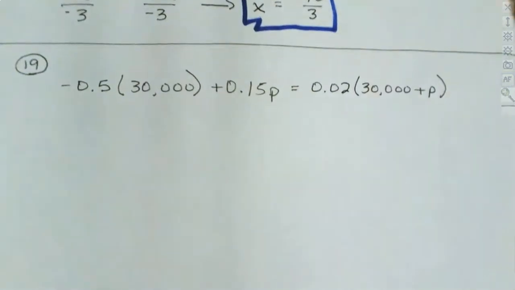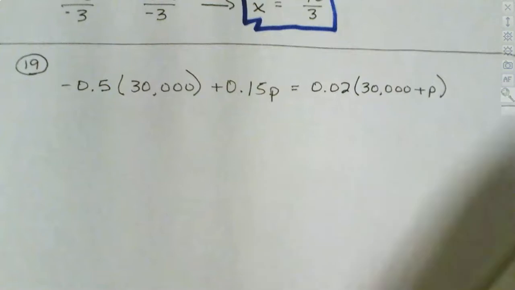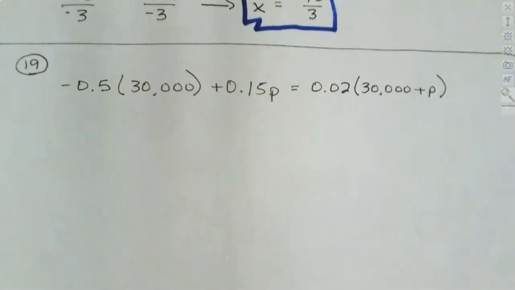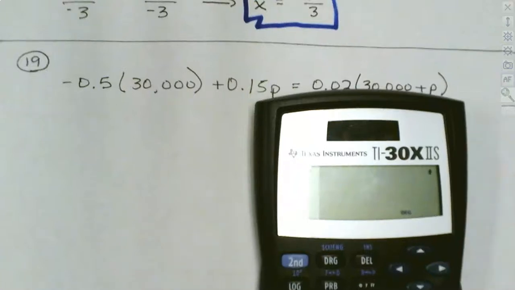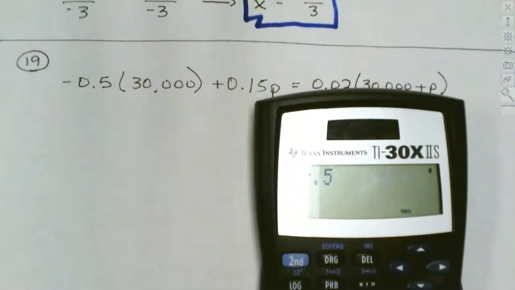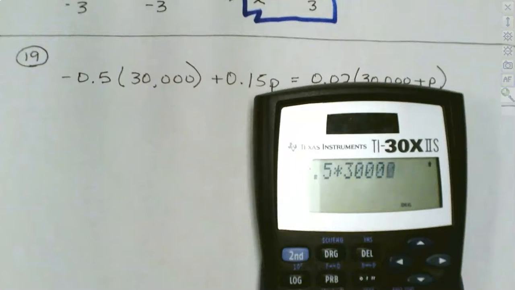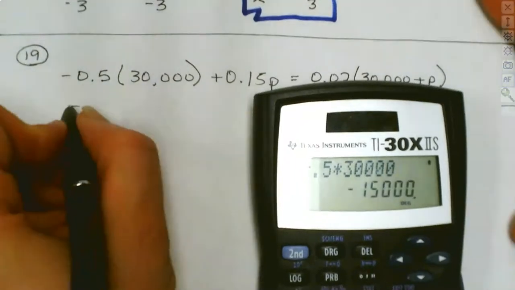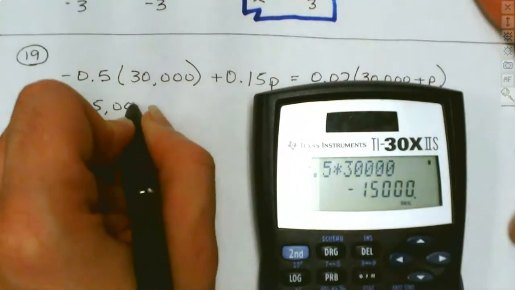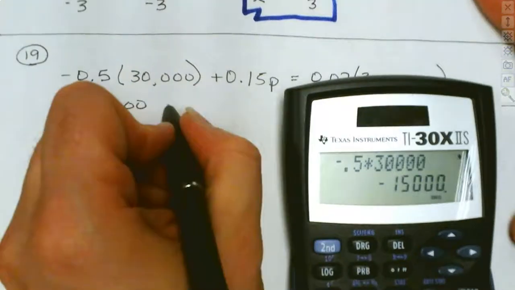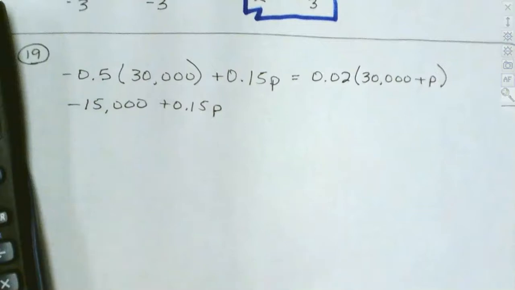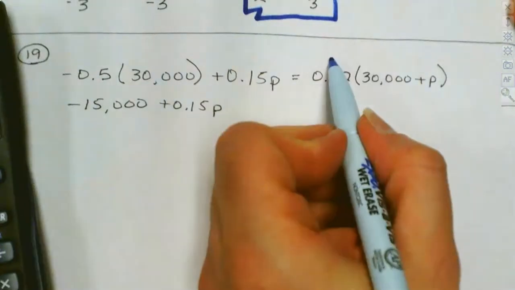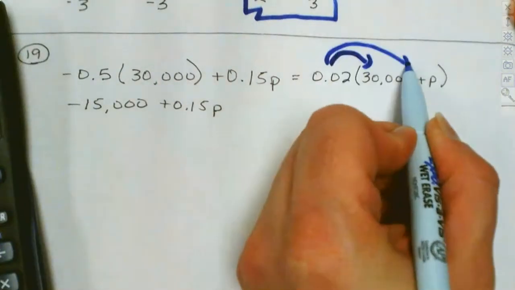So this is what we've got. Order of operations, parentheses go first. Put the calculator up on the screen so you can see what we're looking at here. So what do we have? We have a negative 0.5 times that 30,000. That's going to give us a negative 15,000 plus 0.15p, because that's our variable. And then on the other side, we're going to distribute it through the same way.